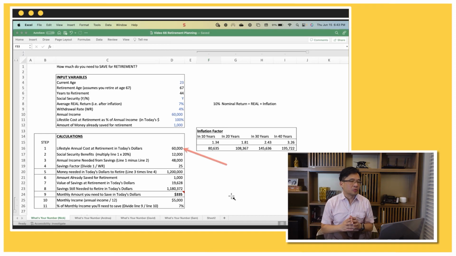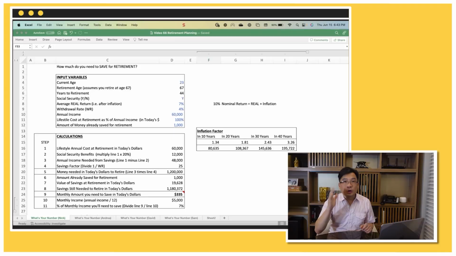Lifestyle annual cost at retirement in today's dollars for Nick is $60,000. Remember, this is all in today's dollars. In nominal dollars, it will be the equivalent of $60,000 in the future, adjusted for inflation. I did a quick calculation assuming a 3% inflation to see how much you will need in the future to have that same $60,000 of purchasing power. Here are the results.